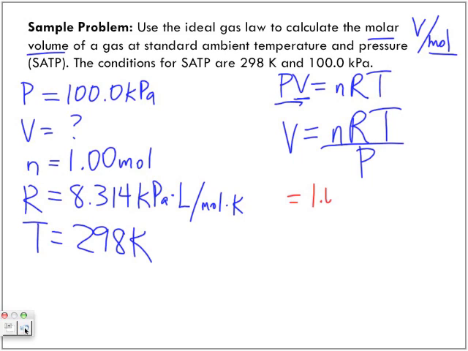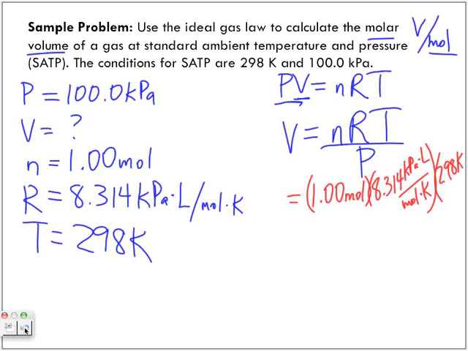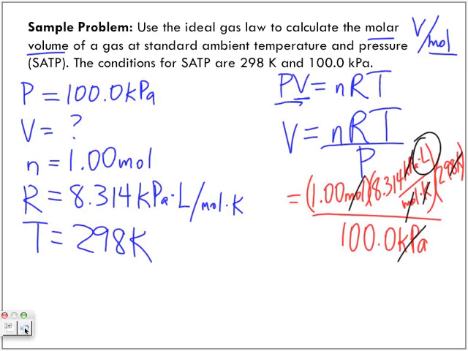So instead of n, we have 1.00 moles multiplied by R, which is 8.314 kilopascals liters over moles Kelvin, multiplied by 298 Kelvin, divided by 100.0 kilopascals. So now let's look at what units get canceled out. We've got kilopascals, moles, Kelvin, and the last unit standing is liters.